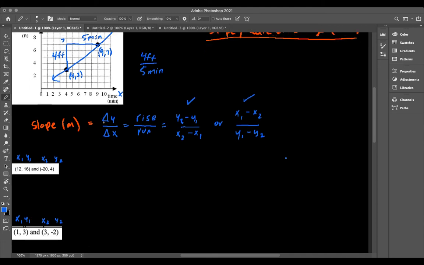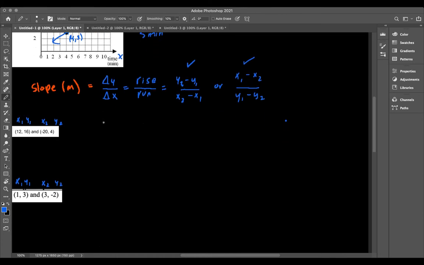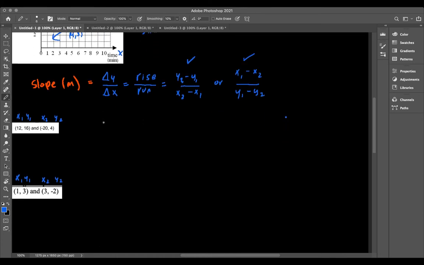All right, so let me move this down a little bit and let's try some problems. Okay, so we have the first one here. We have 12 and 16 and negative 20 and 4. So we basically have two coordinate points, similar to what we have there, that pass through a linear line, and we have to determine what the slope is of those points.